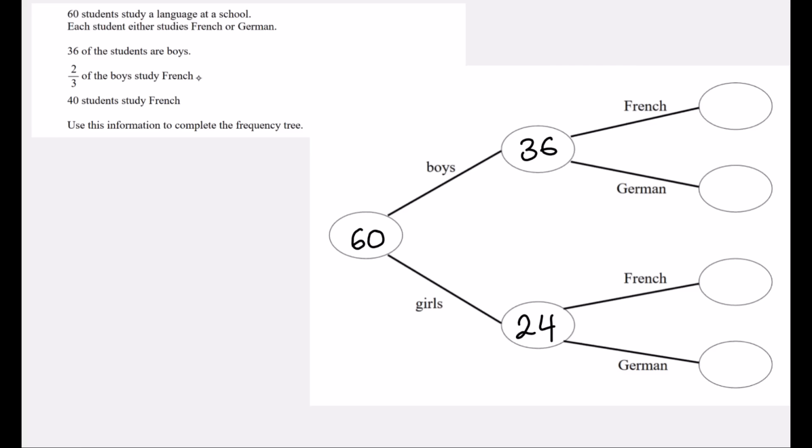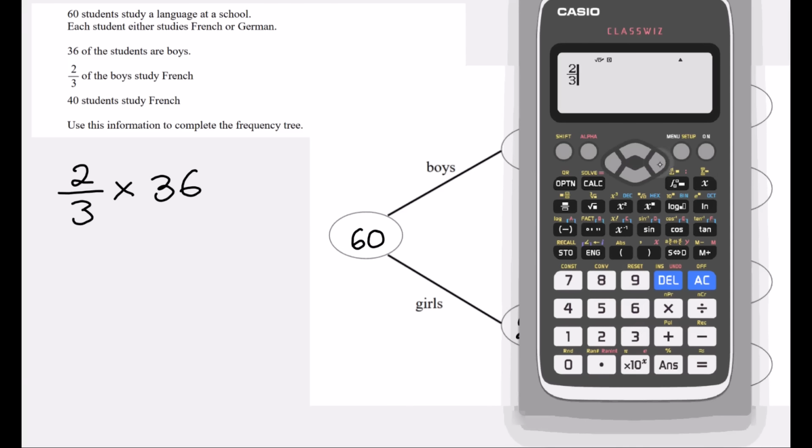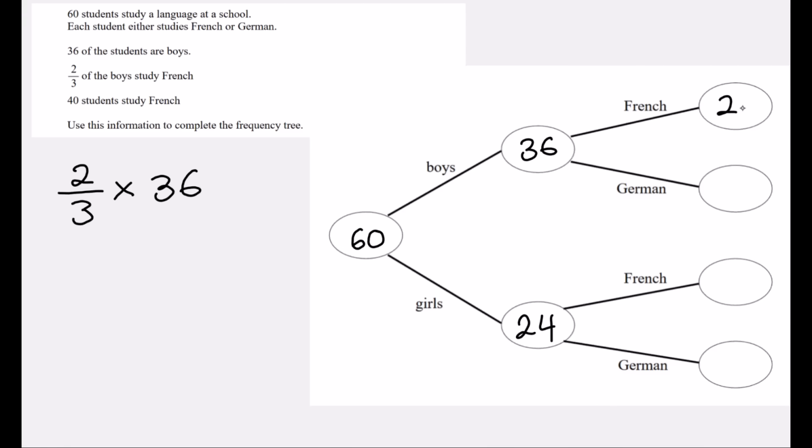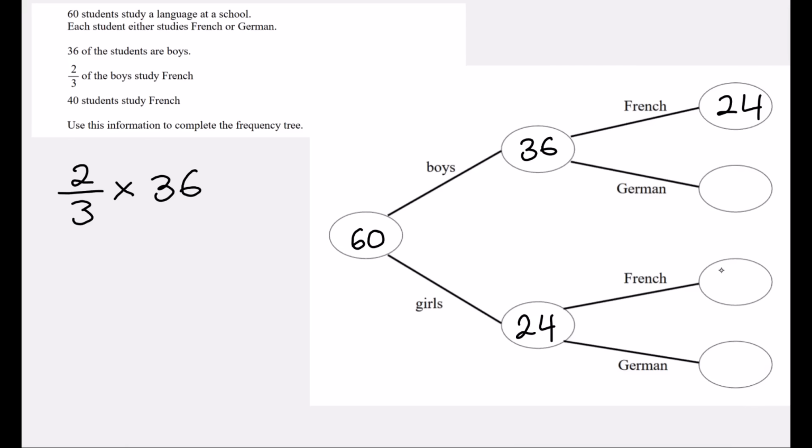2/3 of the boys study French. So 2/3 of 36. You can type that in the calculator. 2/3 of 36 is 24. And 40 students study French. So 40 take away 24 is 16. So they must be girls doing French. And then we just need to take away 36, take away 24 is 12. 24 take away 16 is 8. So there is our frequency tree.